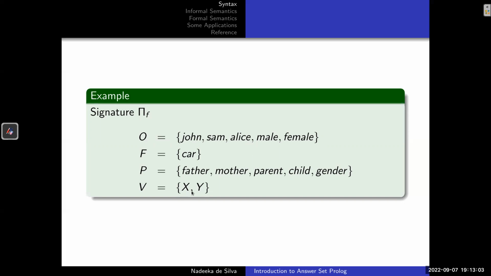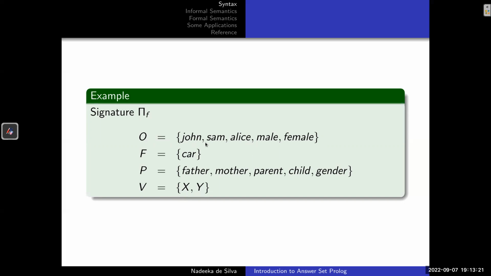Also John, Sam, Alice, male, female are terms. Variables X and Y are terms. So X and Y are non-ground terms. John, Sam, Alice, and car John are examples of ground terms.